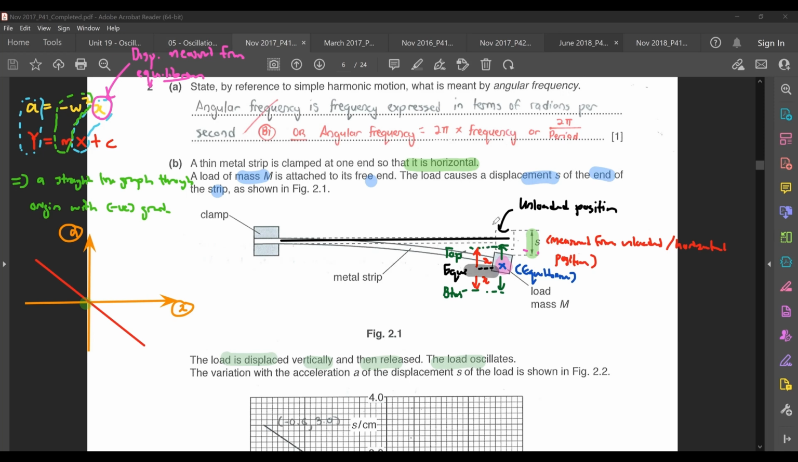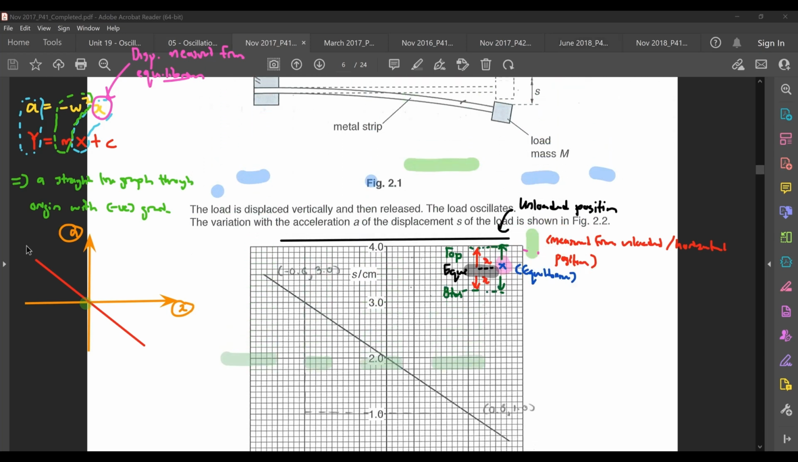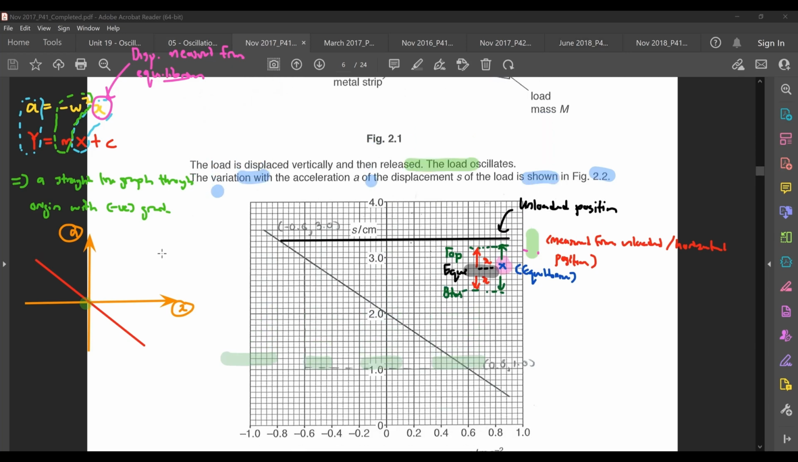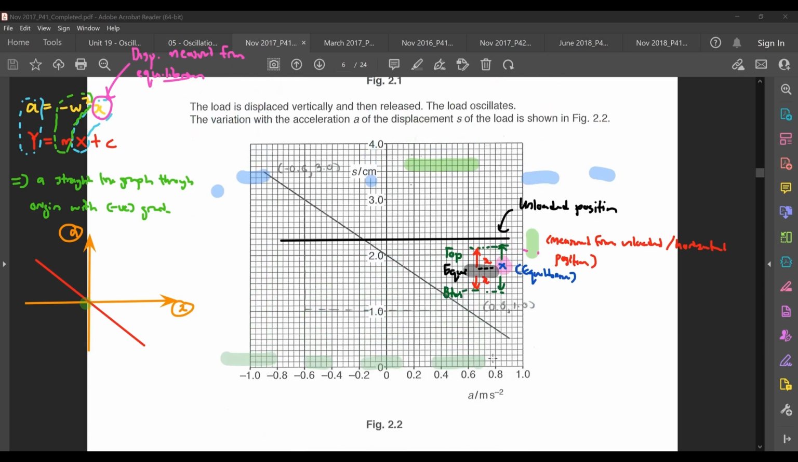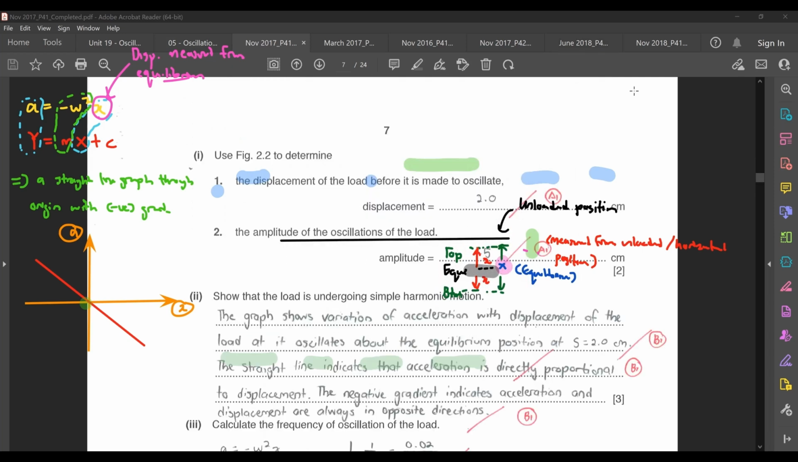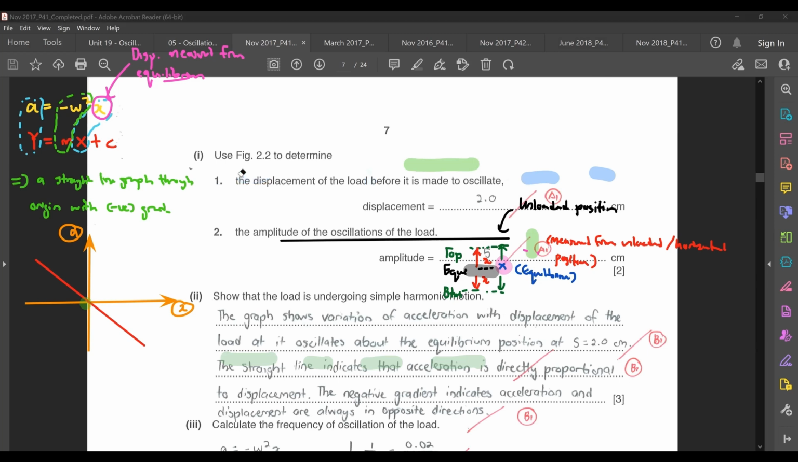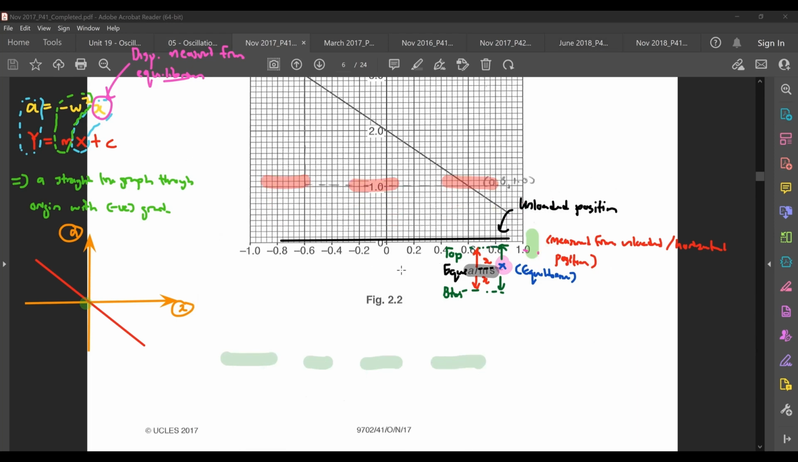Okay, so just so you know what's the difference between this graph and the graphs that you're always expecting to see, right? The object is oscillating with simple harmonic motion, and this is the graph that you get. It's not the usual graph that you expect to see, but you can still work some things out of it. Now you move on to the actual part of your question, where they ask you to use the figure that you have to determine the displacement of the load before it's made to oscillate. What is the displacement of the load before it's made to oscillate?